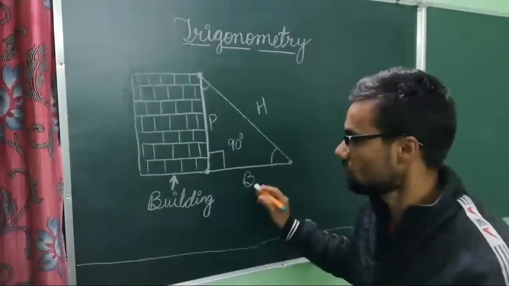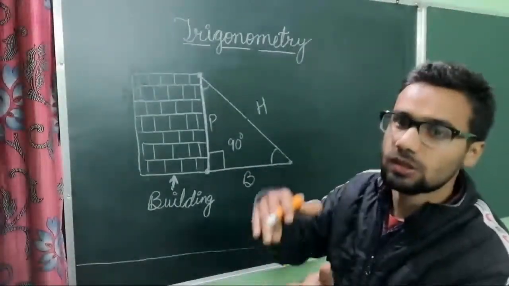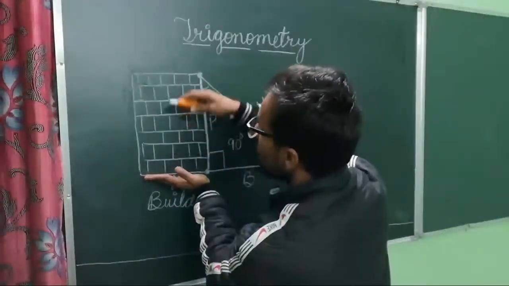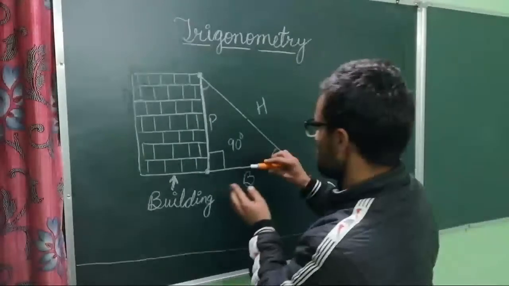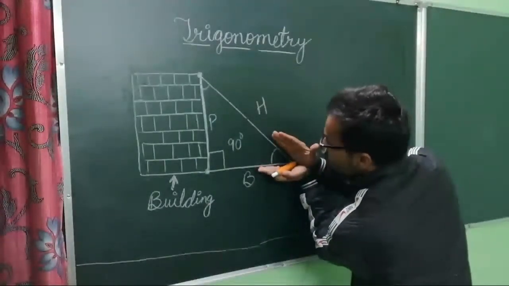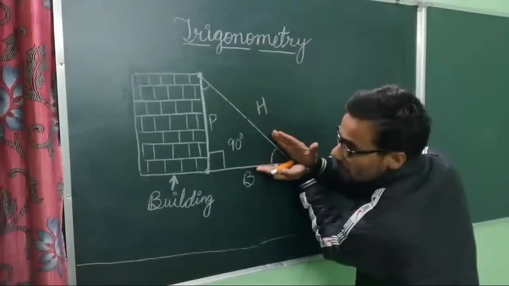You know very well base. Base means that on which something lies. So this building lies on this base. This is called base because we are observing from this point. So this angle is called the angle of elevation.